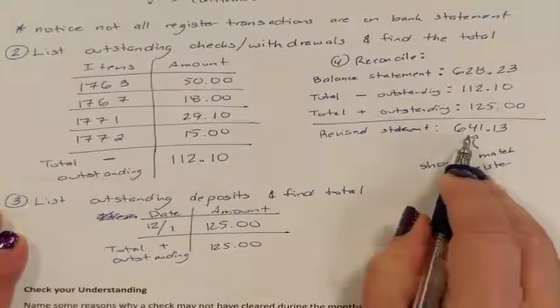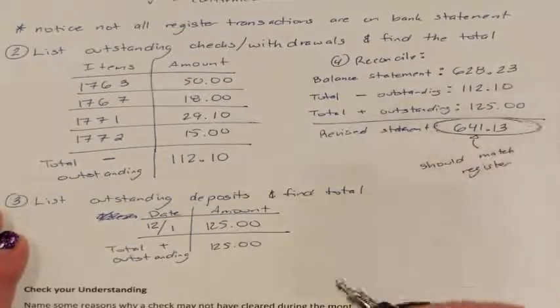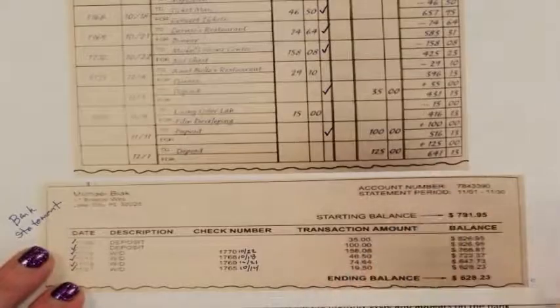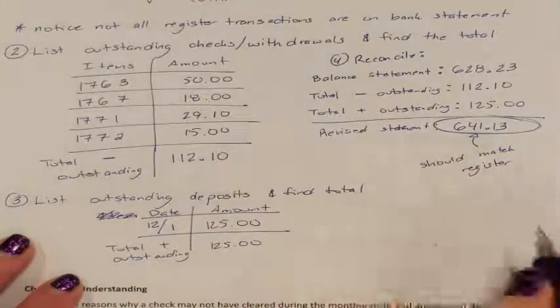And this does match the register. This is the amount of money that I had on the bottom of my record, $641.13. So my statement is completely balanced.